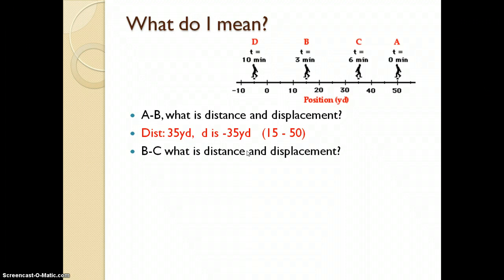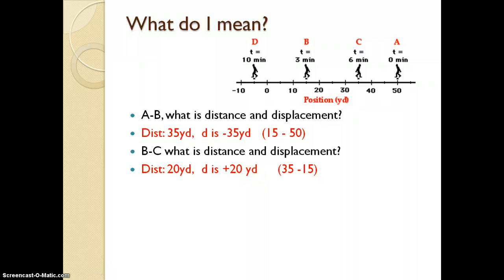Once again, try it for B to C now. Pause the video. When you're ready, click play again. All right. So B we're at 15, C we're at 35. From 15 to 35 is 20 yards. And since the final position is 35 and the starting position is 15, you can see the displacement is now a positive 20 yards. Okay, so that seems pretty simple.